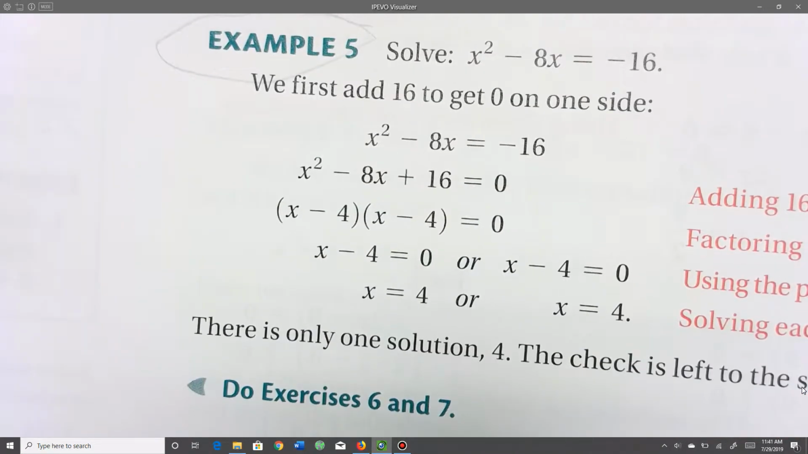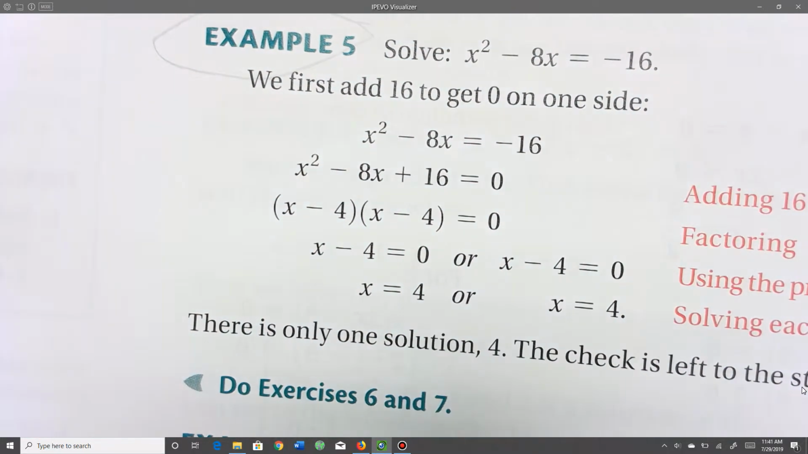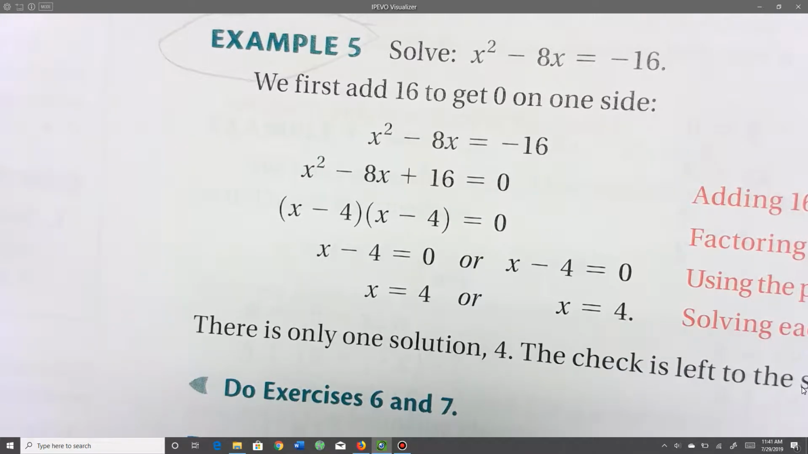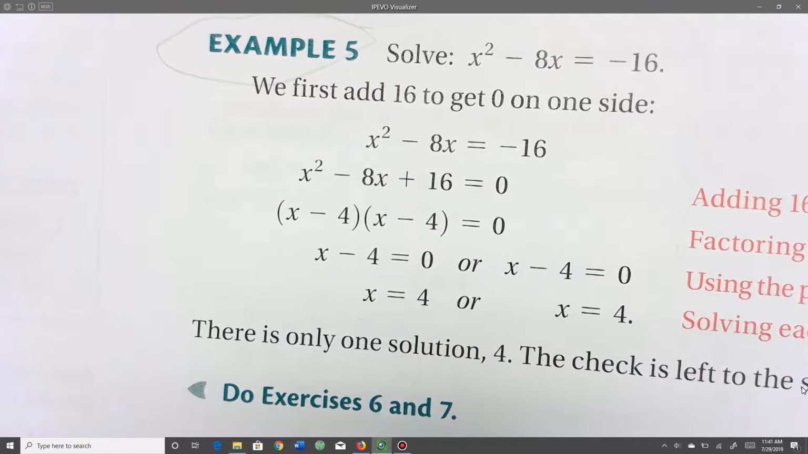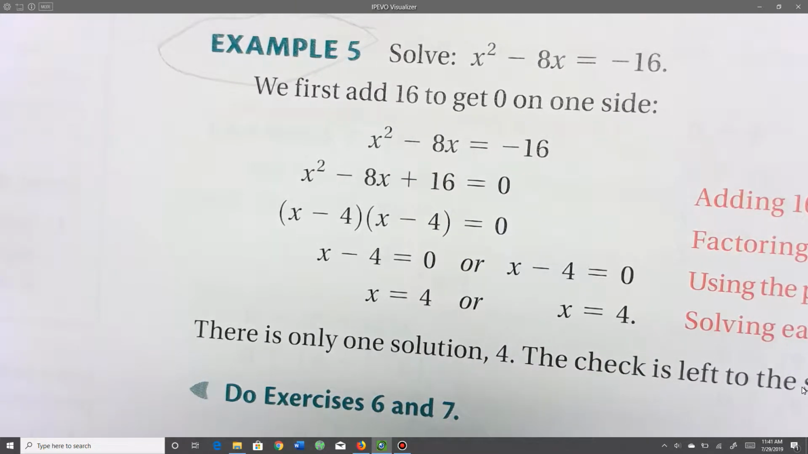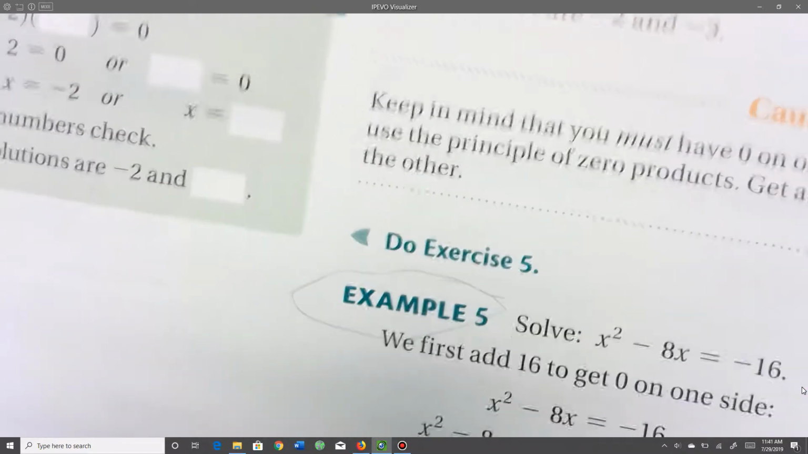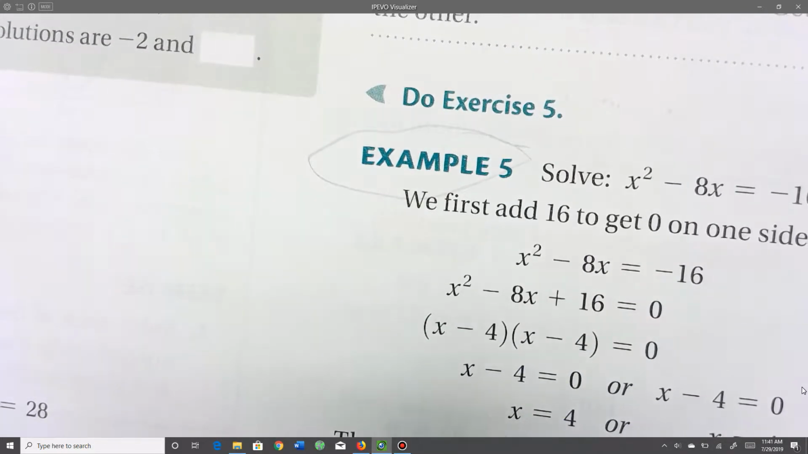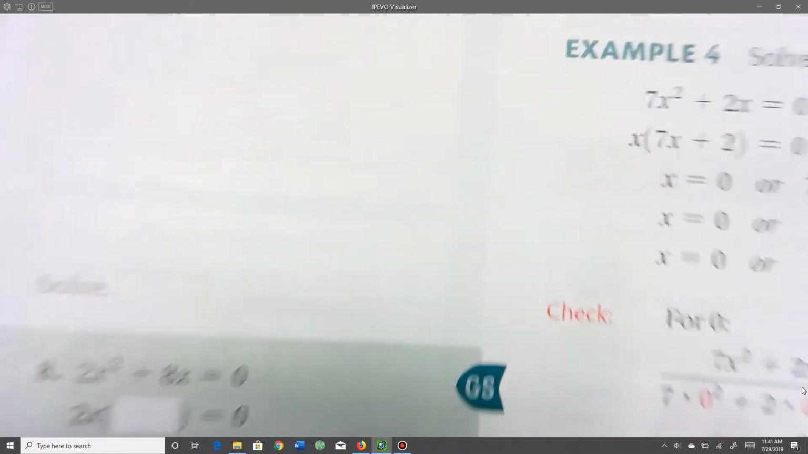And go ahead and plug it into the original equation to see if that makes the statement true. If it makes the equation true, then that is a solution of the equation. Okay, so let me work on an example from section 15.1.